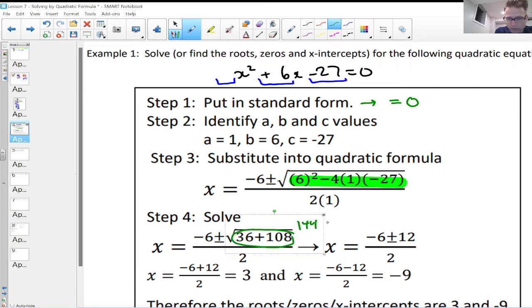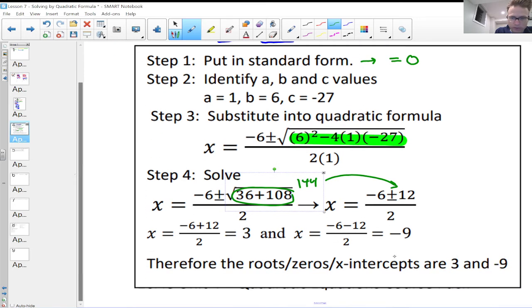I'd square root it, so the square root of 144 is really going to be 12, and then I would do the plus side. So here I add them, here I subtract, and so I get two values of 3 and negative 9. So the roots are 3 and negative 9. Now the alternative is this, is factoring.